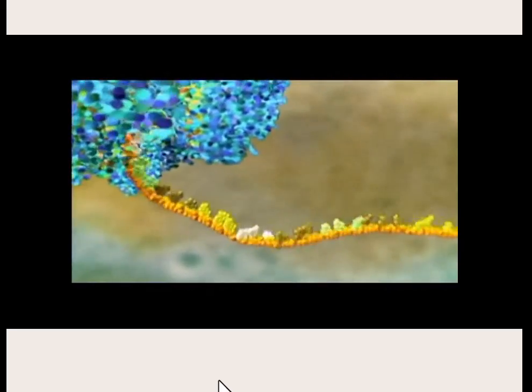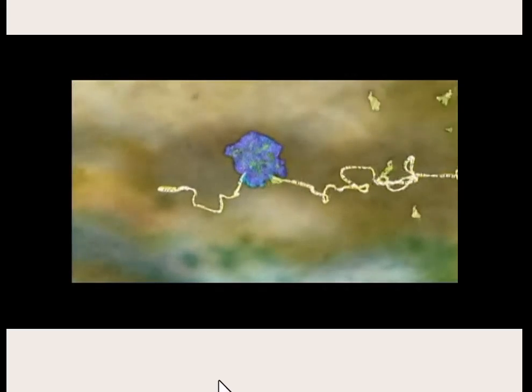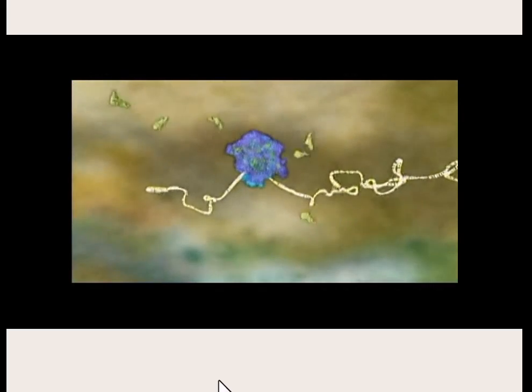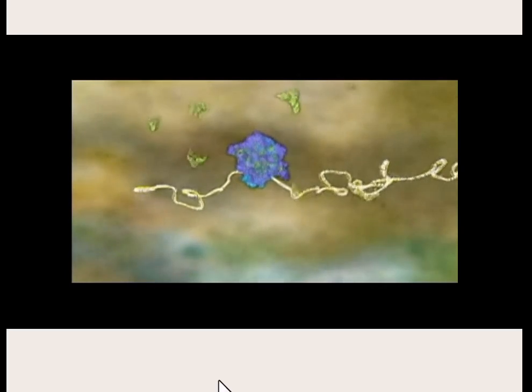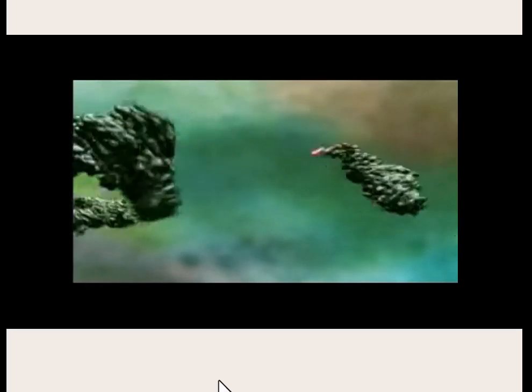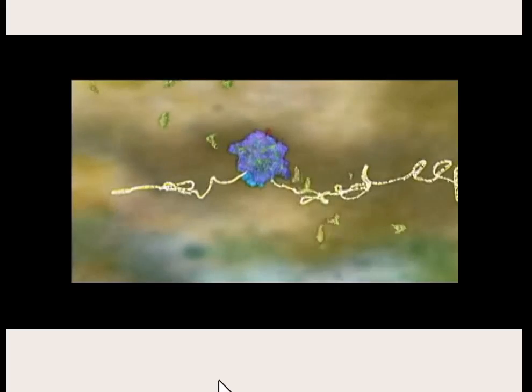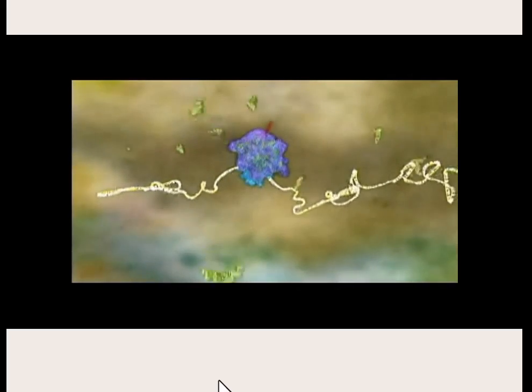It translates the genetic RNA into a string of amino acids. It's your transfer RNA. The amino acids are the small red tips.